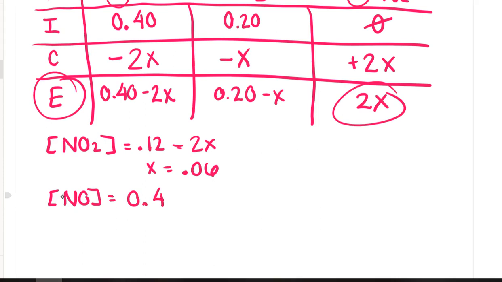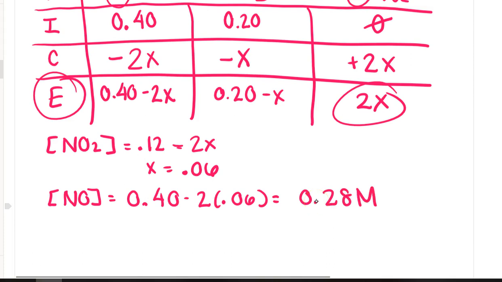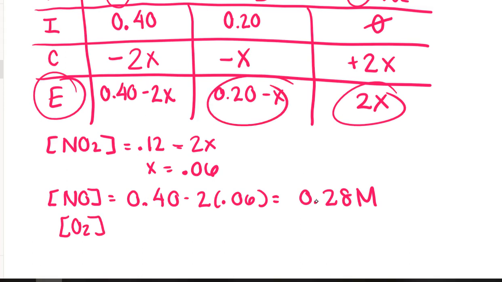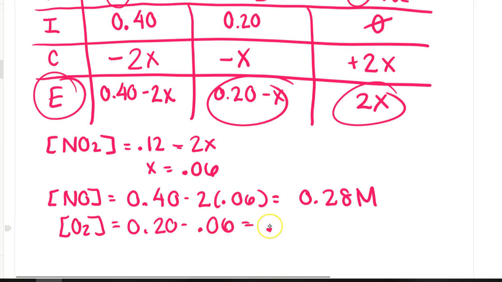So 0.40 minus 2x gives me 0.28 molar. And I can do the same thing for oxygen. At equilibrium, its concentration would be equal to 0.20 minus x. X is 0.06. So my molar concentration would be 0.14 molar.